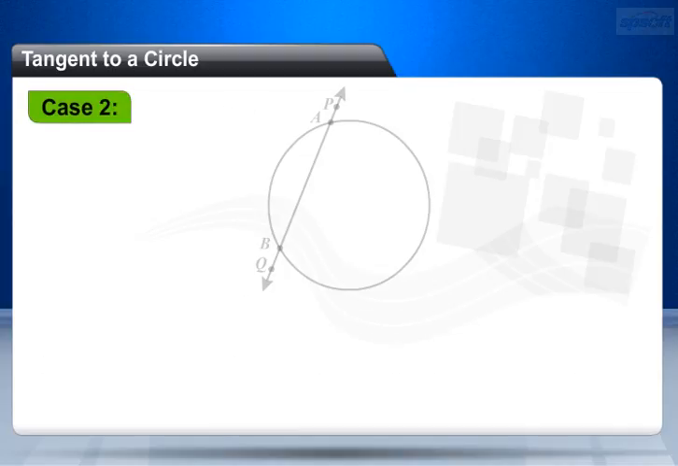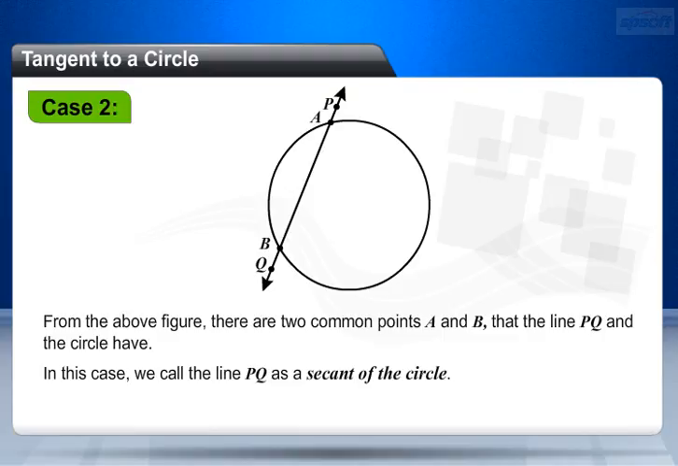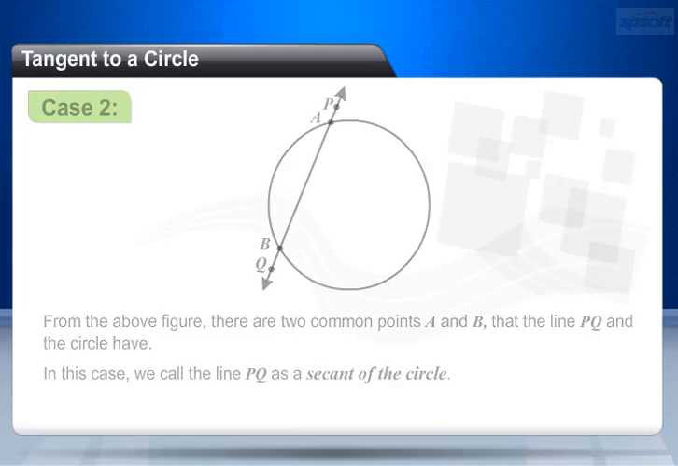Case 2. From the above figure, there are two common points, A and B, that the line PQ and the circle have. In this case, we call the line PQ a secant of the circle. So, we can say that a secant is a line that intersects a circle at two distinct points.